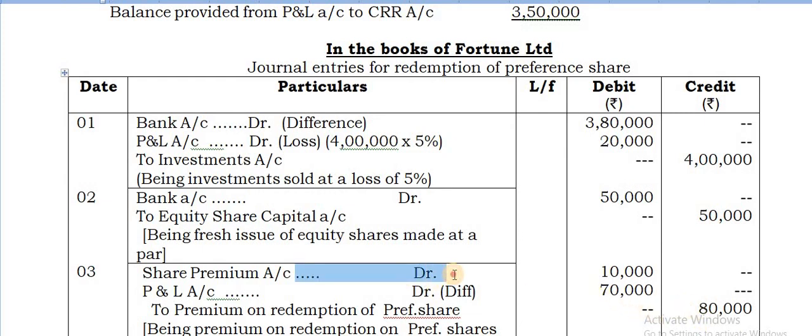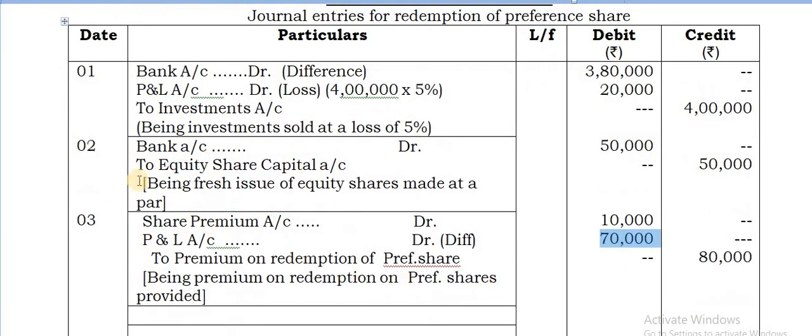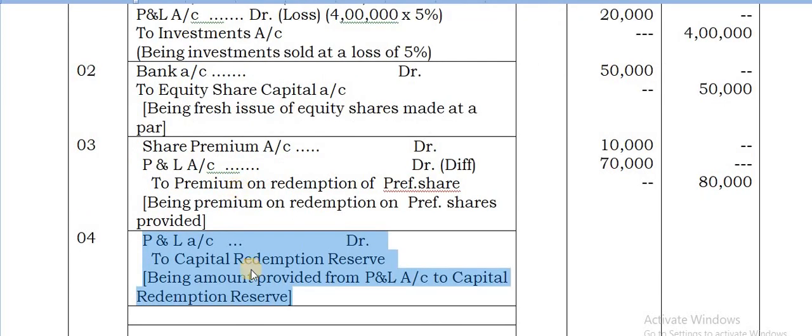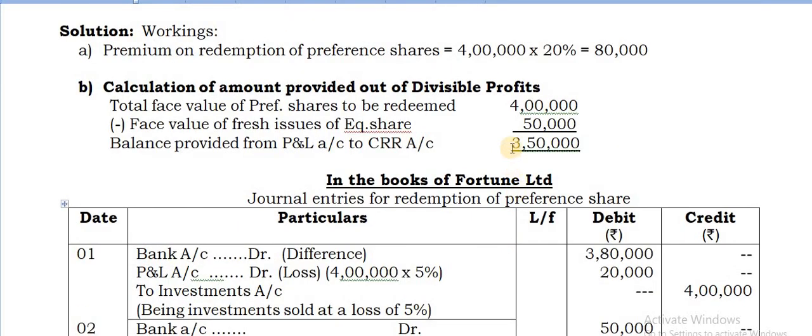Here, the premium already existing is 10,000. So the remaining will be taken from the profit and loss account. Then for transferring the amount from profit and loss account to CRR, profit and loss account debit to capital redemption reserve, you can find this is the amount being transferred. So take up 3,50,000 there.